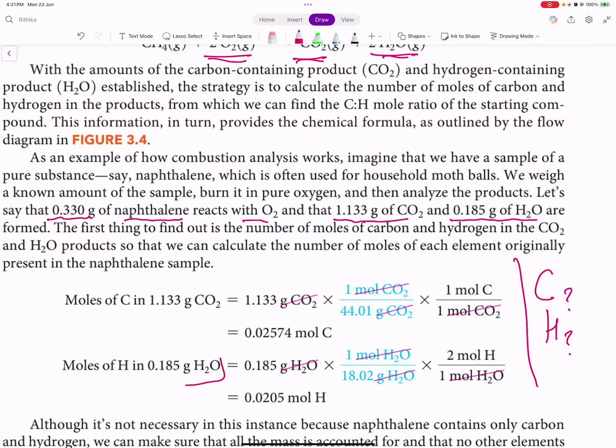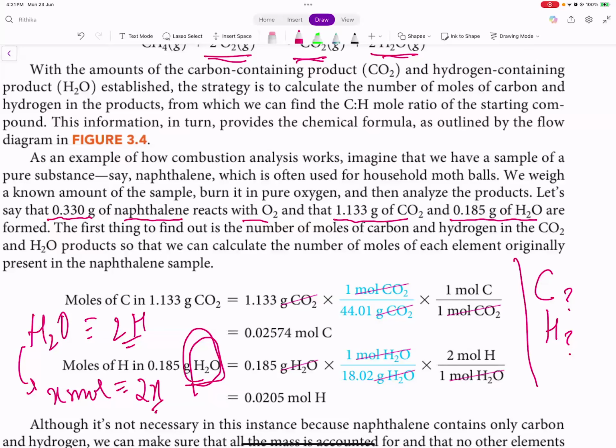For example, if we take H2O, if I calculate the moles of H2O, what is happening in 1 mole of H2O? In a single H2O, I have two hydrogens, right? So if I have x mole of H2O, then how many moles of hydrogen will be there? 2x. But what happens to the O? We are not considering O. We are just considering carbon and hydrogen here.